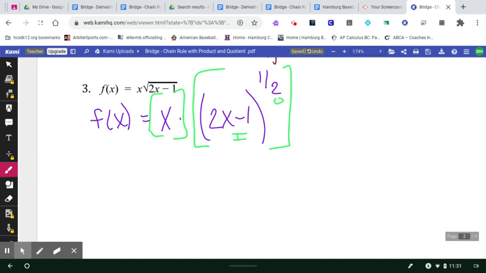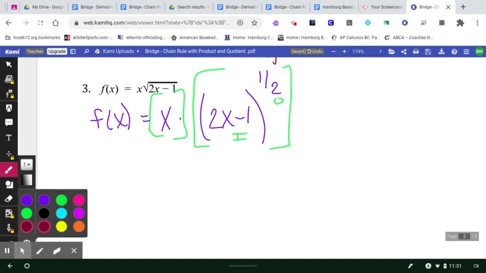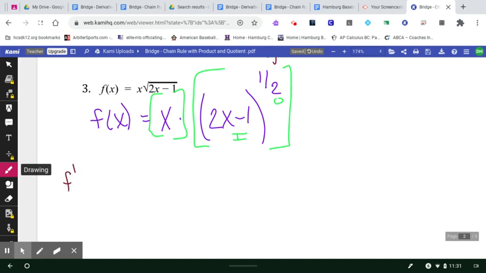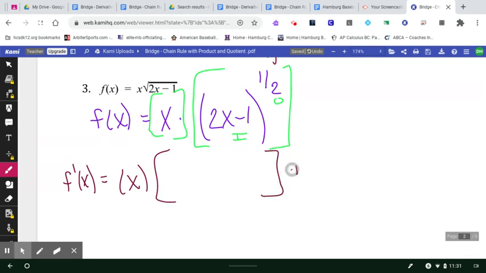So I'm going to set it up in a very similar way. I'm going to say first term, derivative of the second, I'm going to leave some space, plus the second term times the derivative of the first. So I kind of get myself prepped: first, derivative of the second, second, derivative of the first.